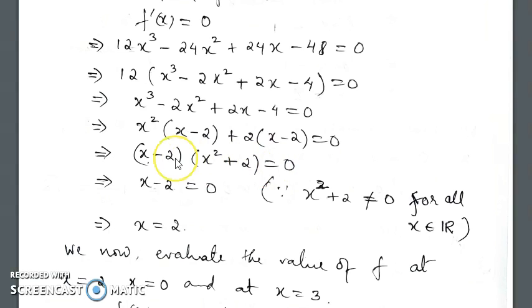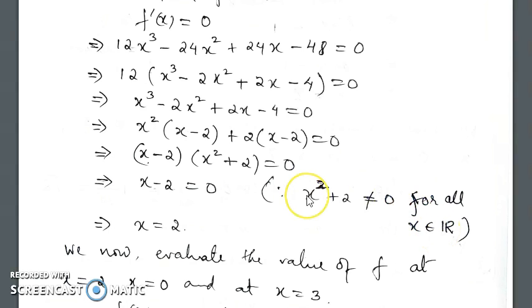And then from here, we will have only x minus 2 equal to 0. The term x squared plus 2 cannot become 0. The reason is that x squared plus 2 does not equal 0 for any real number x, x belongs to R. Whether you put a negative number or a positive number, it will always be a positive number, greater than 0. So x squared is already positive, you add 2, positive, so it cannot be 0 for any real number.